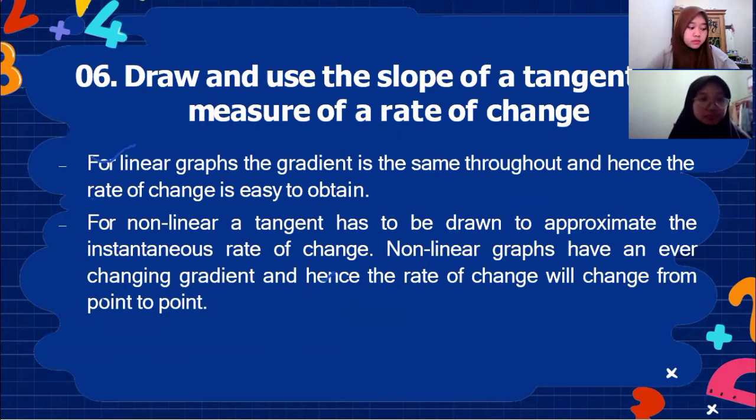So this is the next: draw and use the slope of a tangent as a measure of a rate of change. For linear graphs, the gradient is the same throughout and hence the rate of change is easy to obtain. For nonlinear graphs, a tangent has to be drawn to approximate the instantaneous rate of change. Also, nonlinear graphs have an ever-changing gradient and hence the rate of change will change from point to point. So maybe we move to the next page, please.